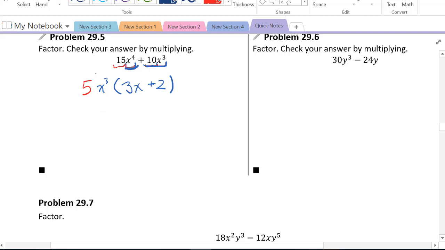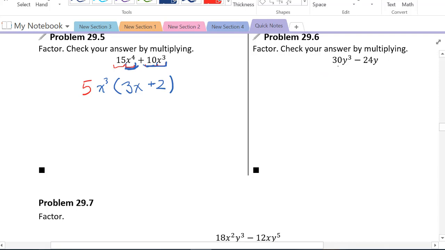And again, if you wanted to check, you just got to distribute. 5x cubed times 3x is a 15x to the 4. 5x cubed times a positive 2 is a 10x cubed, right? So it works. Okay, let's look at the next one.